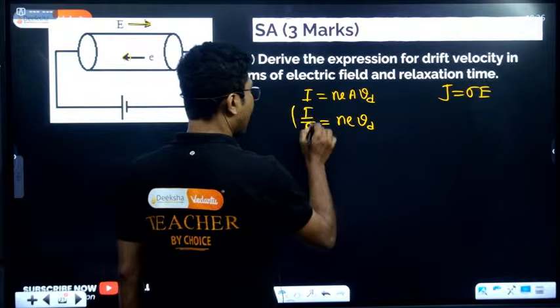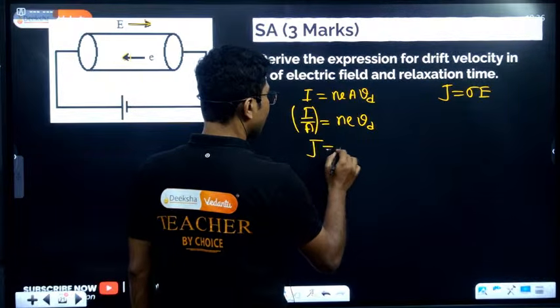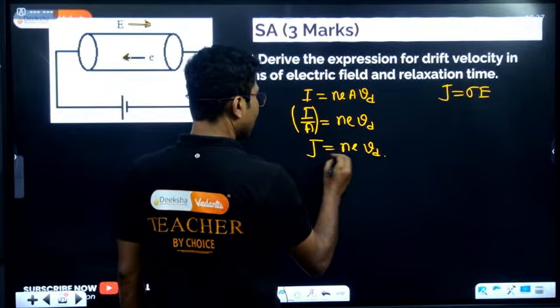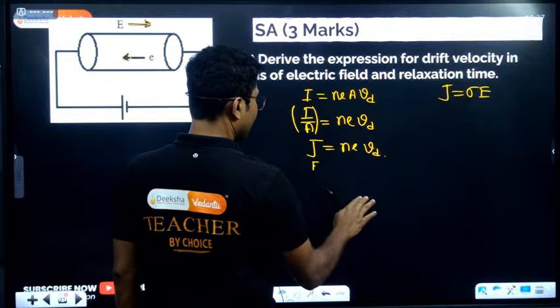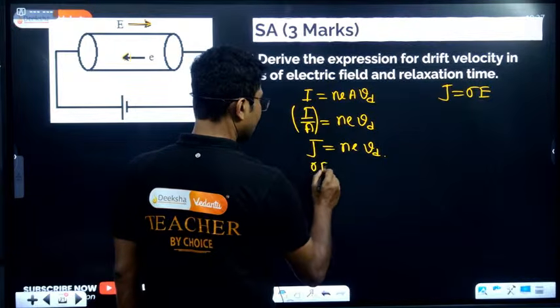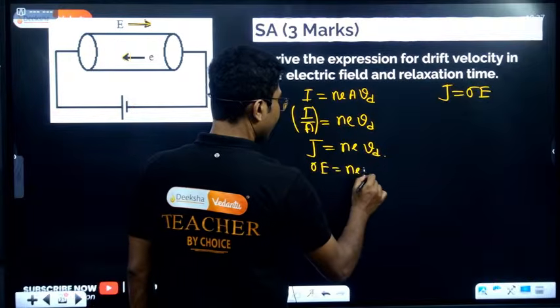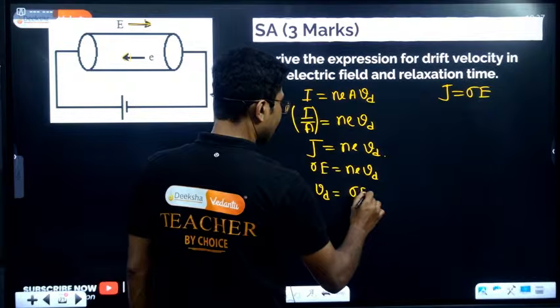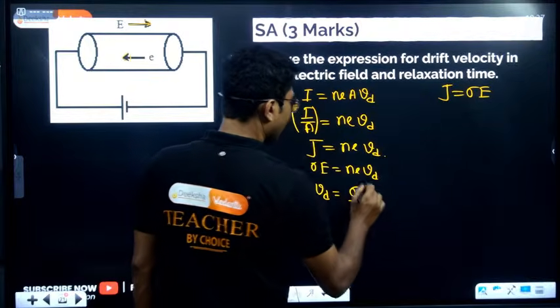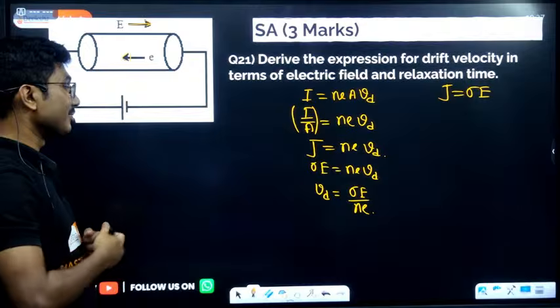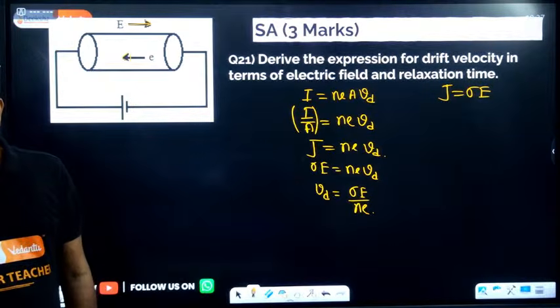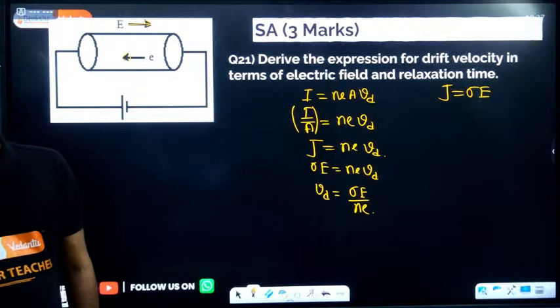Now what is I/A? I/A is the current density. So J = nev_d, or we can write J = σE. So σE = nev_d, or v_d = σE/ne. This is the formula in terms of conductivity and electric field. Now you have to replace it with the relaxation time, right?